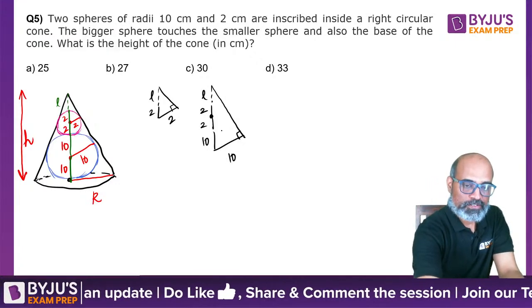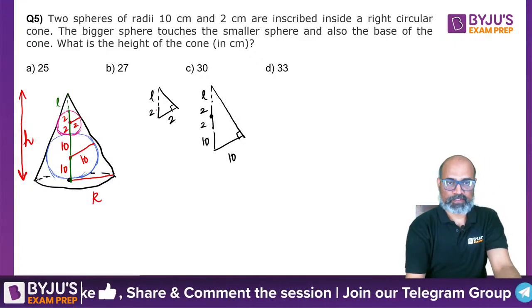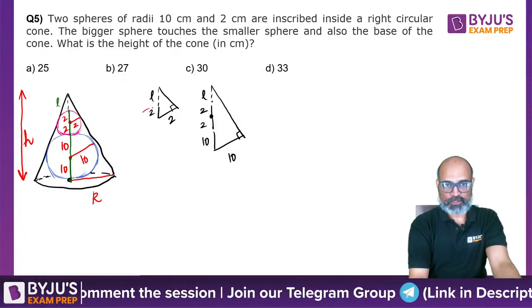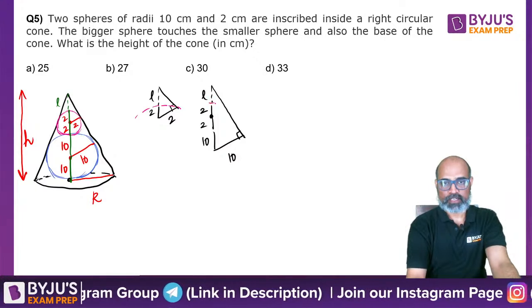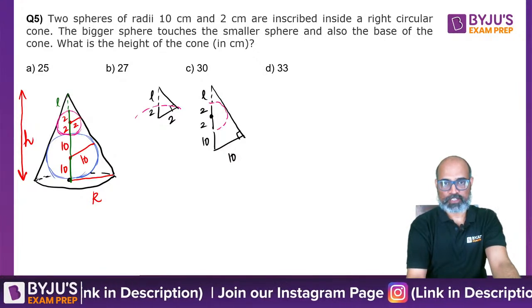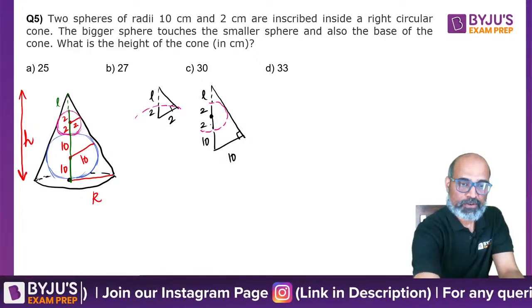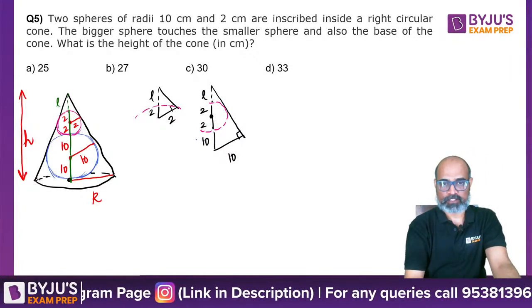So I will draw part of the figure so that you can relate. This is the part of the smaller sphere that passes through it. And then you have the larger sphere that passes like this.